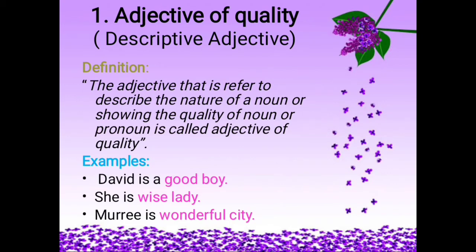So we have already discussed in the definition that we talk about the quality of a noun or pronoun. She is a nice lady. Nice is what? Nice is an adjective of quality and lady is what? Noun. Murree is a wonderful city. City is a noun and wonderful is what? Adjective of quality.